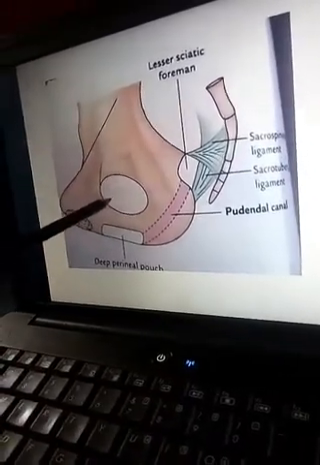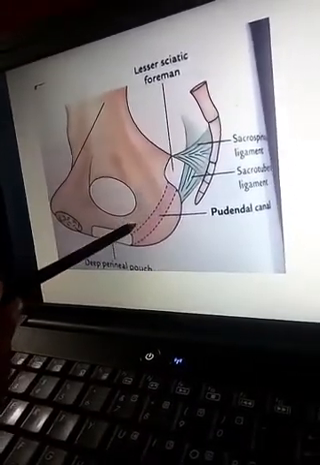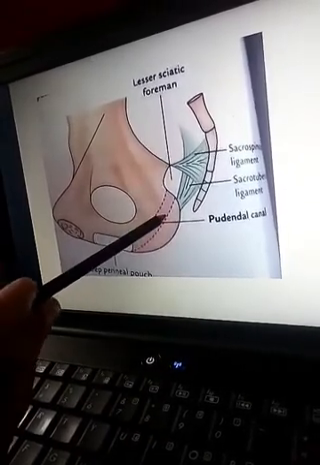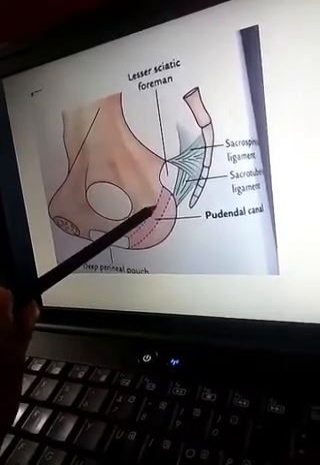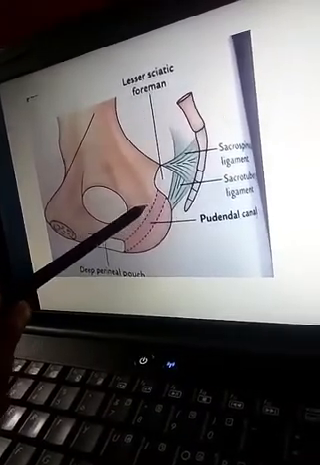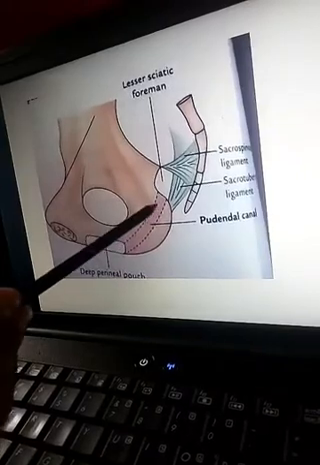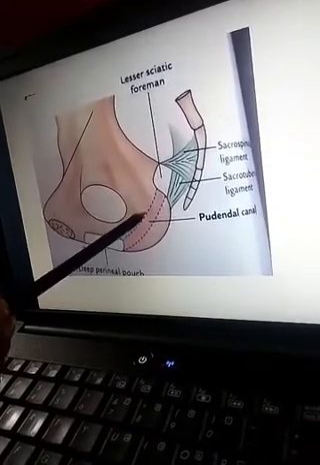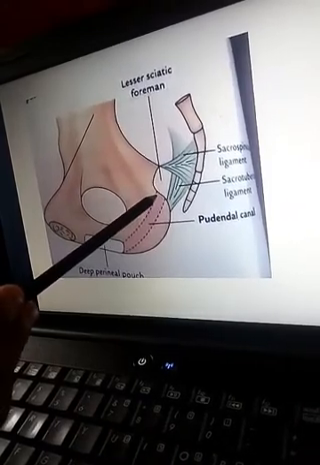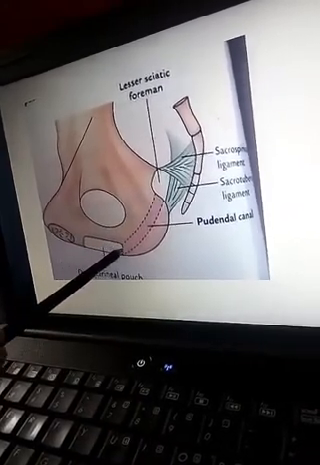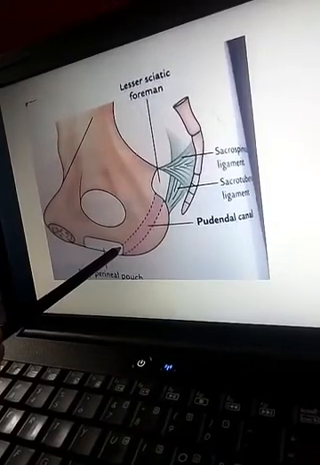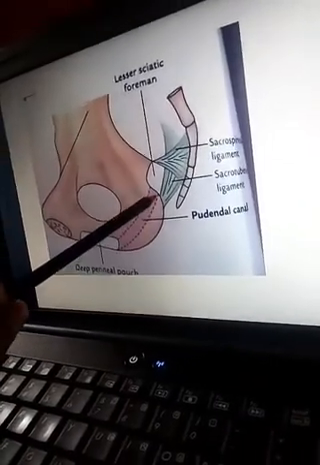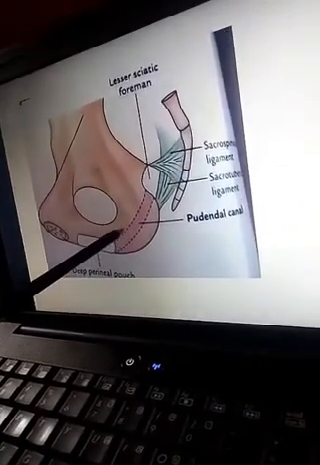Now, pudendal canal. The pudendal canal is a fascial canal present in the lateral wall of the ischiorectal fossa. Its other name is Alcock's canal. It is about 1 inch above the ischial tuberosity. It extends from the lesser sciatic foramen to the posterior limit of the deep perineal pouch. The pudendal canal is formed by the splitting of the obturator fascia.